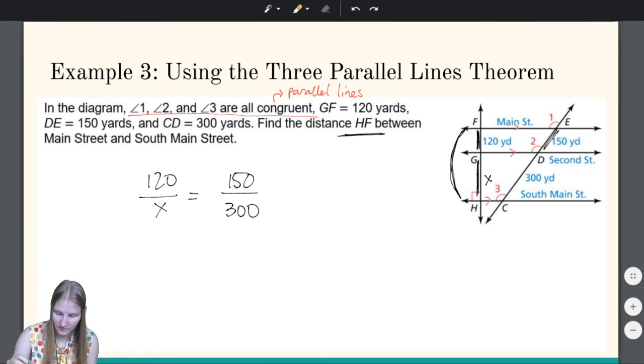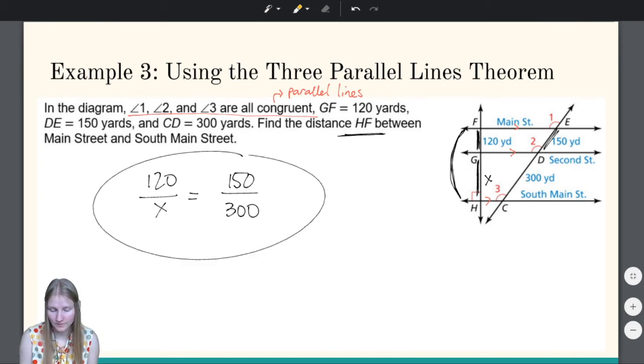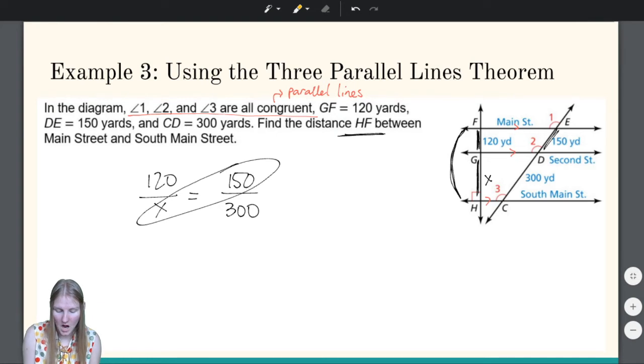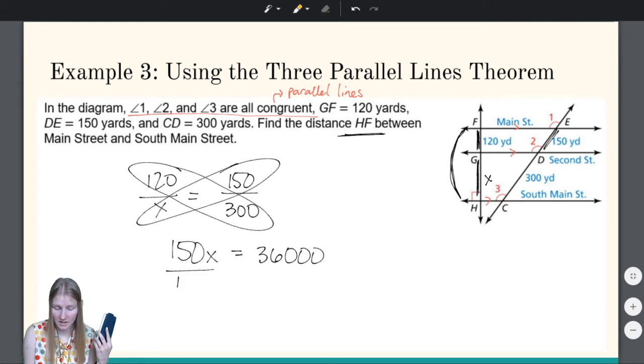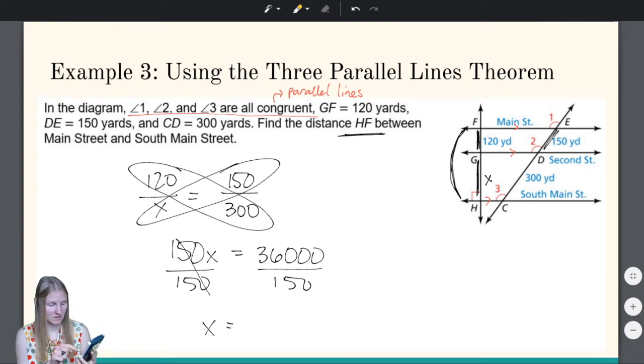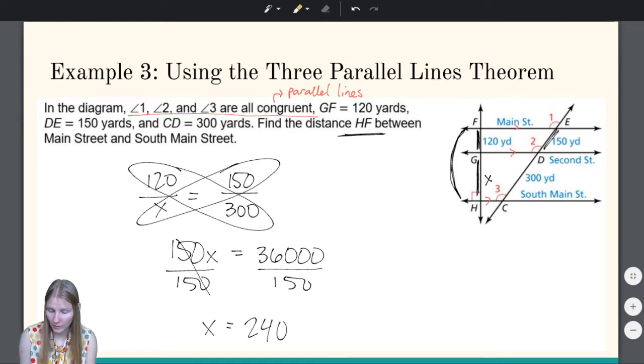Okay, all right. So here is our proportion. Let's cross multiply. 150 times x is 150x, and 120 times 300 is 36,000. Divide by 150 on both sides, and we get x is equal to 240. Are we done? Are we finished? Well, let's see. x is 240 yards.